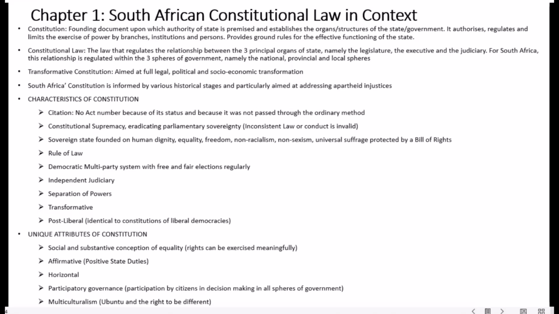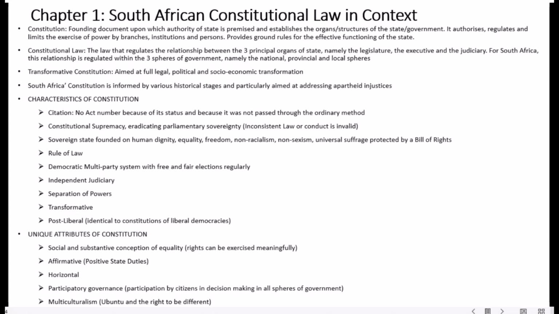The rule of law, it's a democratic multi-party system with free and fair elections regularly. We have an independent judiciary. We've got the separation of powers. It is transformative, as I mentioned above. It is post-liberal, meaning it is identical to constitutions of liberal democracies, such as Germany, for example.